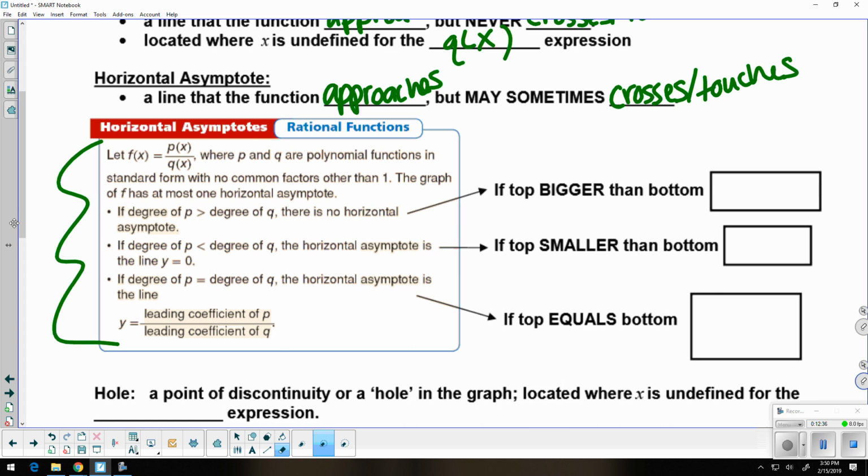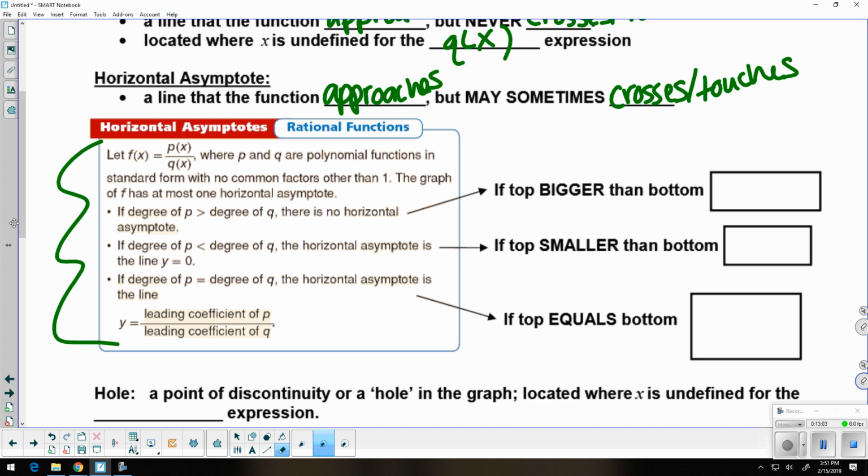If you have a rational function, p of x over q of x, where p and q are both polynomial functions in standard form with no common factors other than 1, the graph of f has at most one horizontal asymptote. If the degree of p, the polynomial on top, is greater than the degree of q, which is on the bottom, then there is no horizontal asymptote. So if top bigger than bottom.